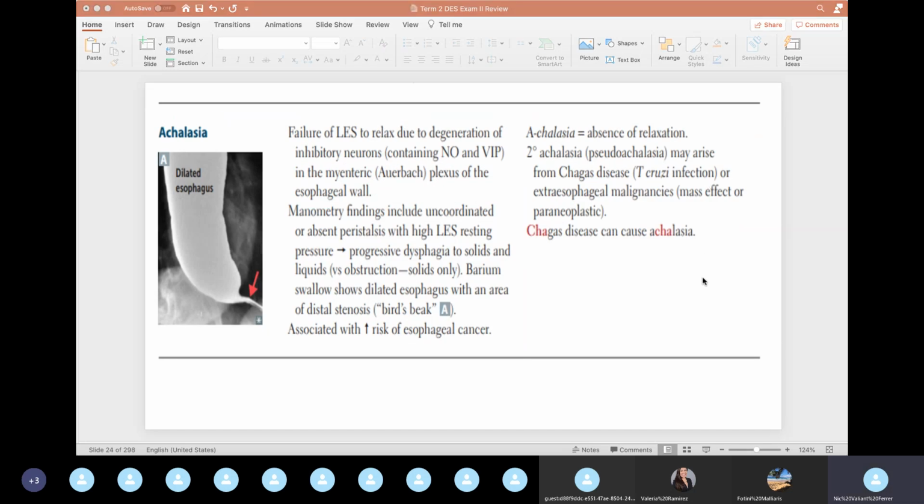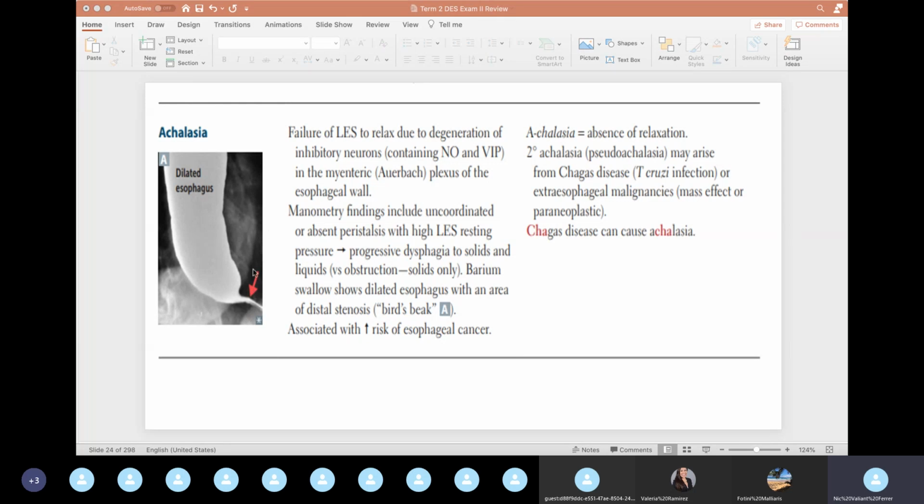Achalasia. Let's look at the image on the left side. What can you see? You can see a dilated proximal esophagus. So this is due to what? Failure of the lower esophageal sphincter to relax due to degeneration of your Auerbach's plexus of the esophageal wall. Your myenteric plexus has gone kaput.